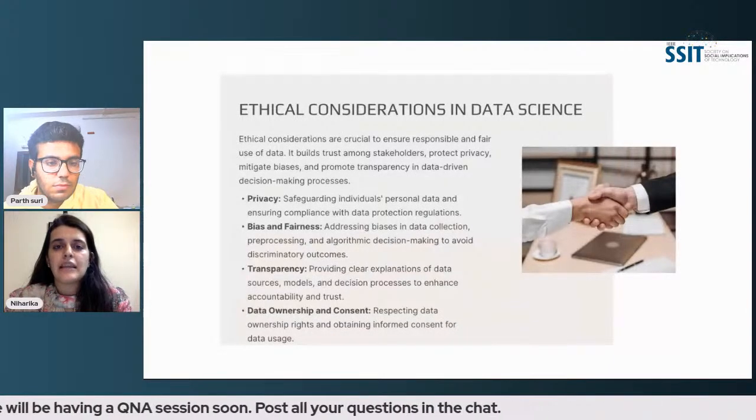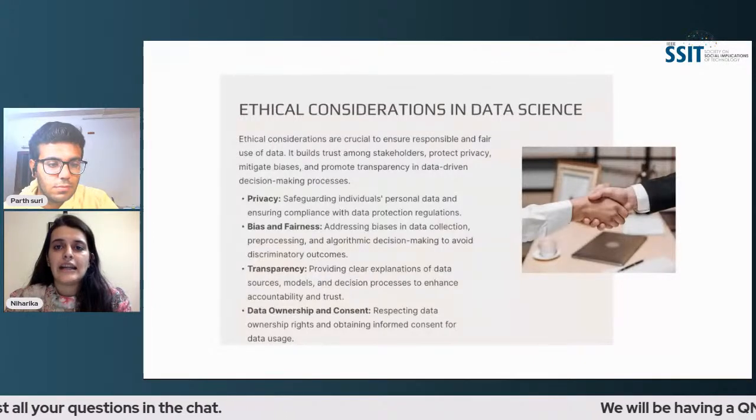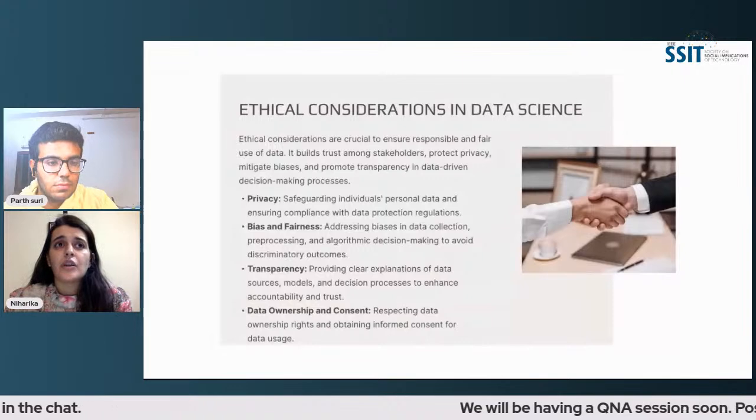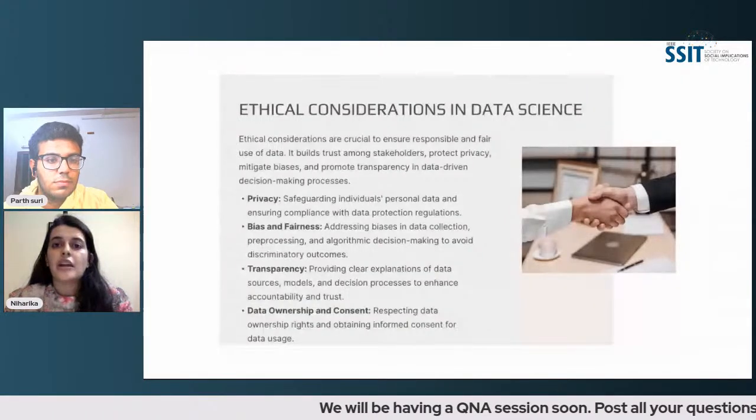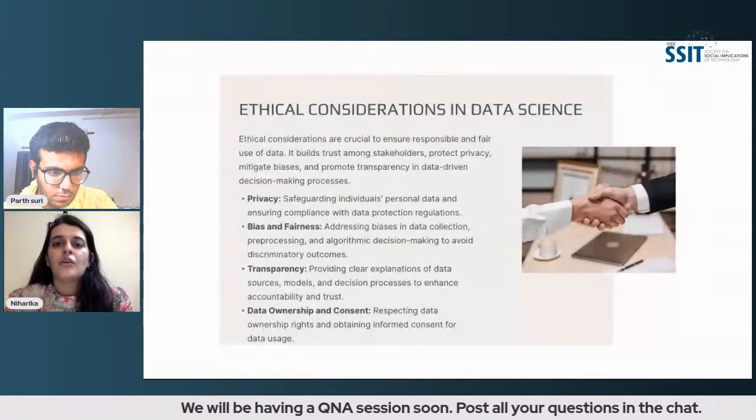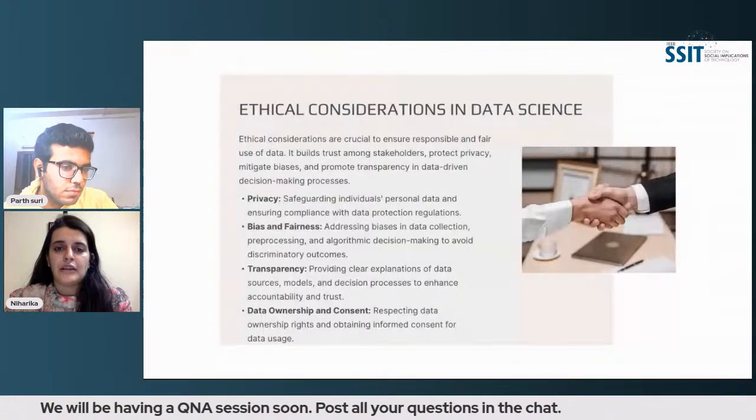The primary ethical concern is that you should be able to protect individuals' identity. Many industries encrypt the data, so you are not able to guess or know who is who, and anonymity is maintained.